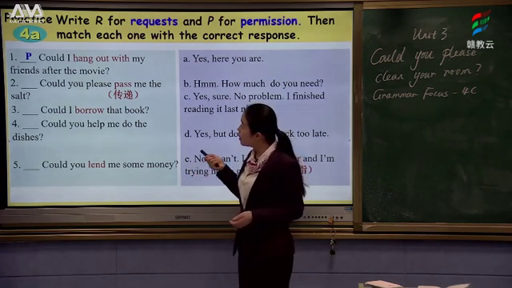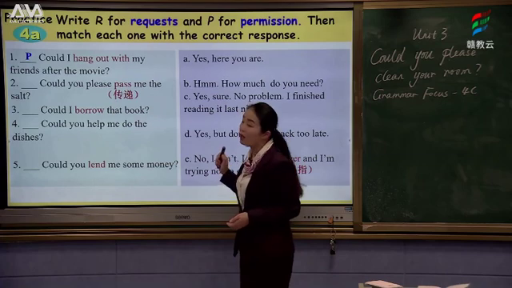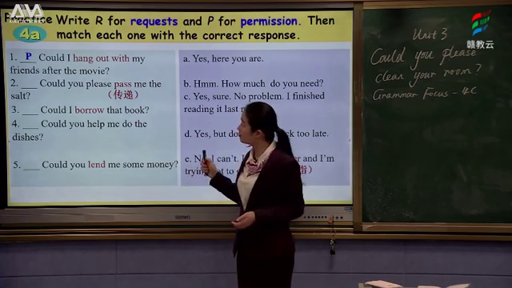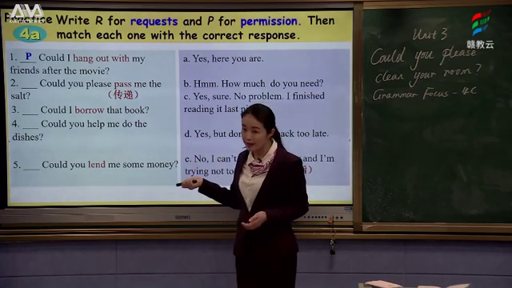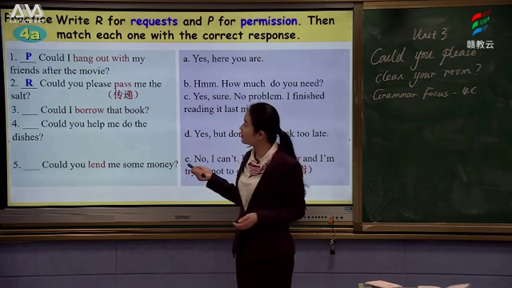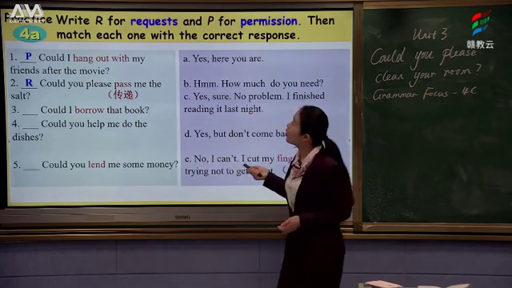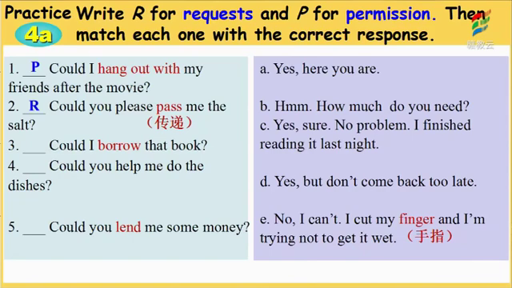Now, number 2. Could you please pass me the salt? Yes. Could you please? Yes. It's for requests. Number 3. Could I borrow that book? Could I? Now, it is used to ask for permission.